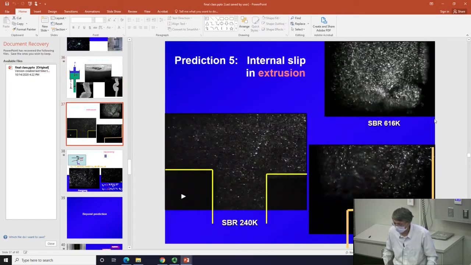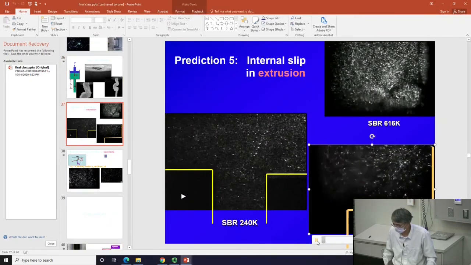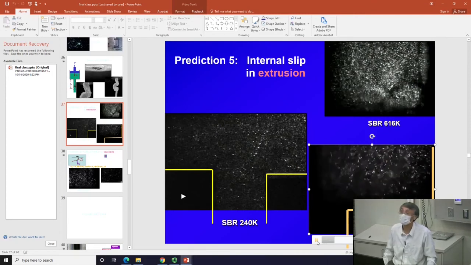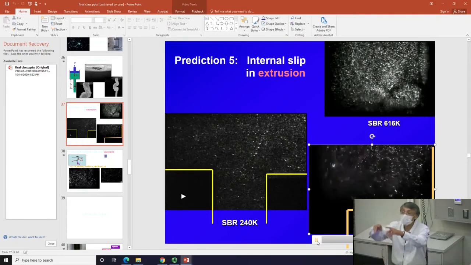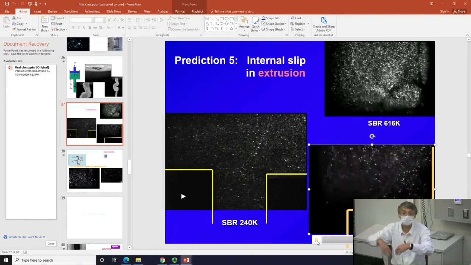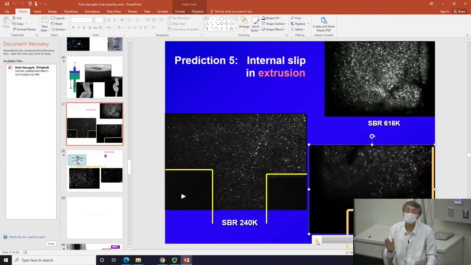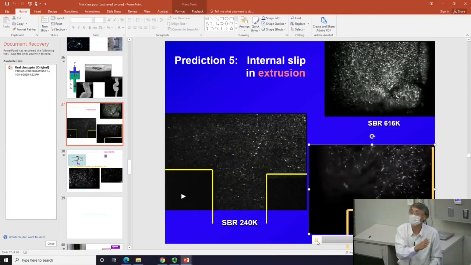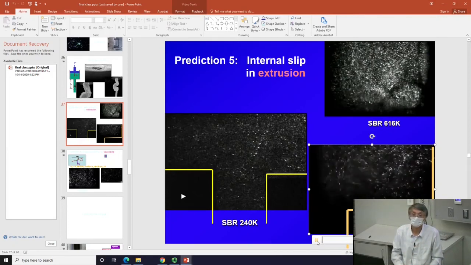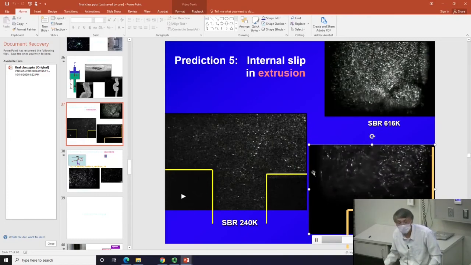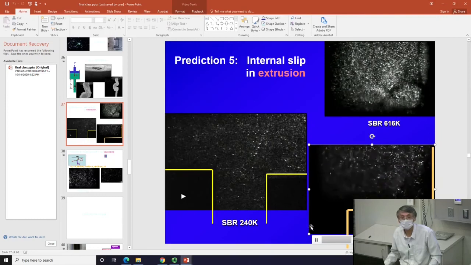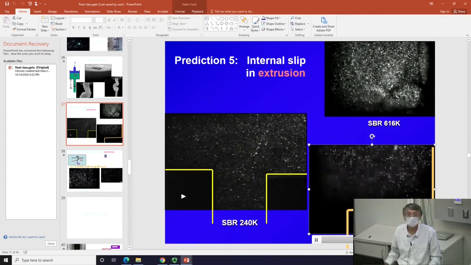So very remarkably, these are the movies. This one is particularly remarkable. So watch, okay? This is a movie taken at one half of the corner coming into the die, one half, because the other half should be symmetrically similar. So this is the middle of the die. So it's half of the die, yeah? And then this is the reservoir, and it's rushing in. What do you notice?